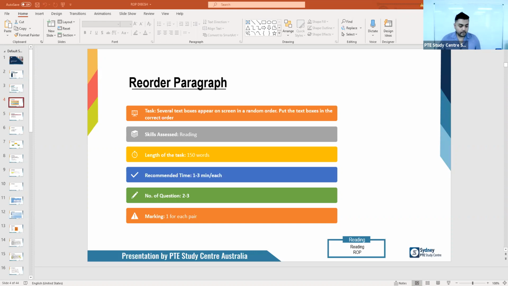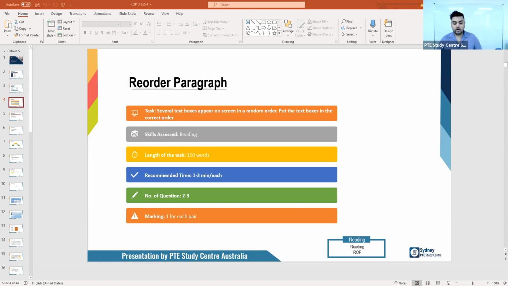So the task that you need to do is to identify the correct order and put the text boxes in the correct order. You'll have to do that by using different techniques. The skill assessed is only reading, and the length of the task will be 150 words. Recommended time is 1 to 3 minutes per question. The number of questions you will get in the exam is 2 to 3. The marking criteria is 1 mark for each correct pair.